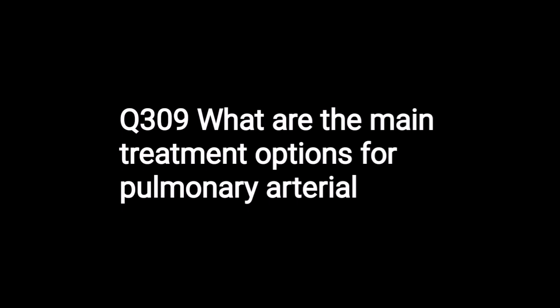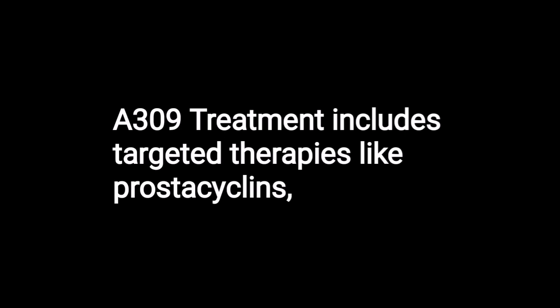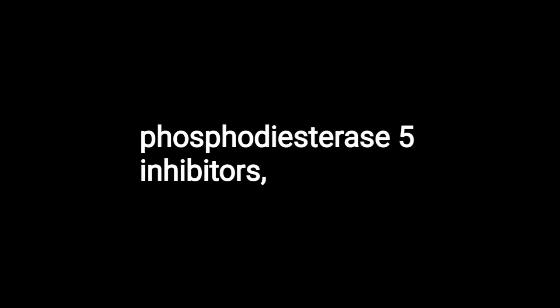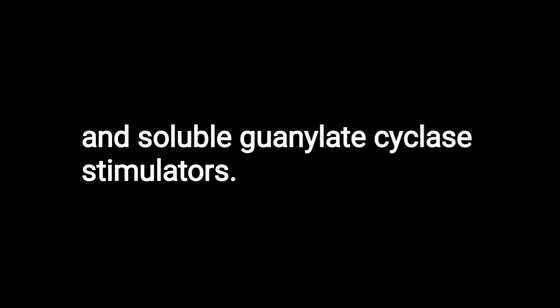Q309. What are the main treatment options for pulmonary arterial hypertension? A309. Treatment includes targeted therapies like prostacyclins, endothelin receptor antagonists, phosphodiesterase 5 inhibitors, and soluble guanylate cyclase stimulators. Q310. When is combination therapy used in the treatment of pulmonary arterial hypertension?